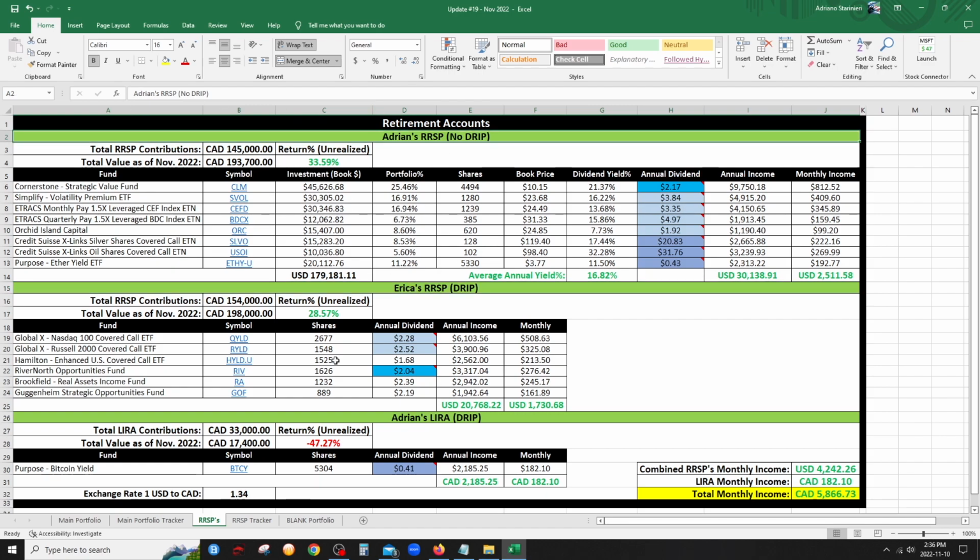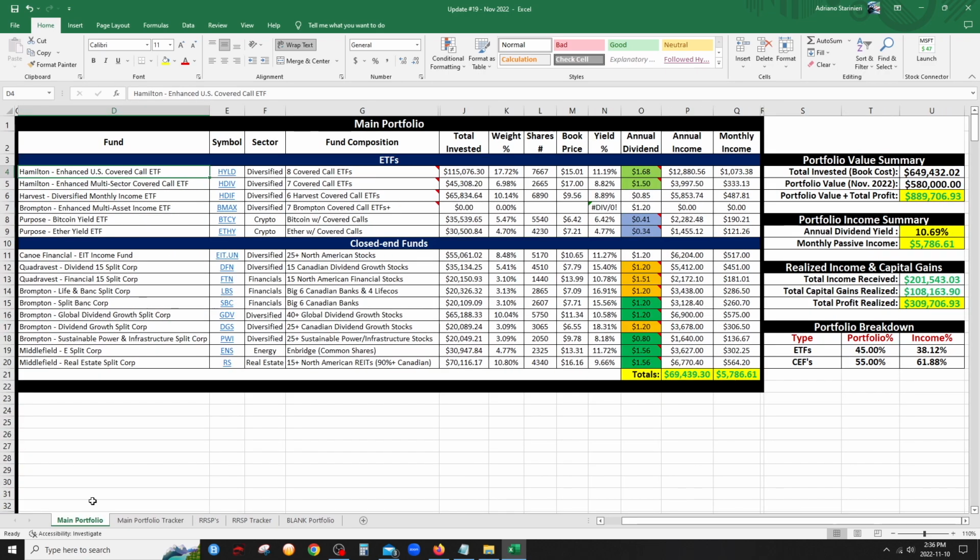But that's basically the objective of the RSPs, is just to continue compounding, because everything is staying within, right? Whether it's DRIP or no DRIP. So I'm quite happy. I'm making almost $6,000 Canadian right now between these three accounts, and it's just going to keep compounding and being reinvested.